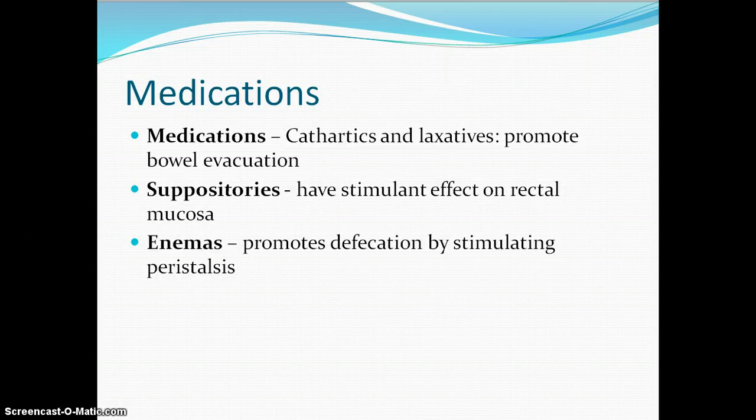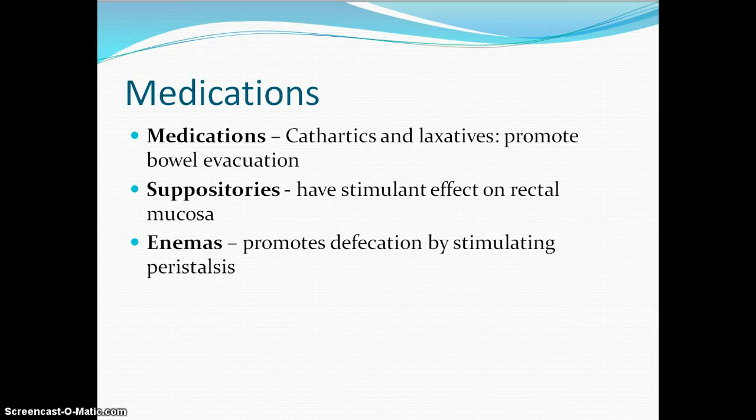We will be looking at the medications in class, doing some activities on these. They're very important. Many of them will be asked about on board, so we want to make sure you have a good handle of the meds. Many of them are over the counter, and so people are taking them at home without a lot of direction or education. Our cathartics and laxatives then promote the bowel evacuation for somebody that's constipated.